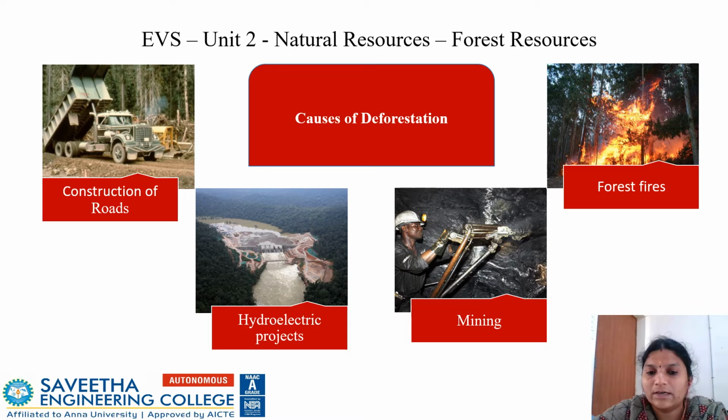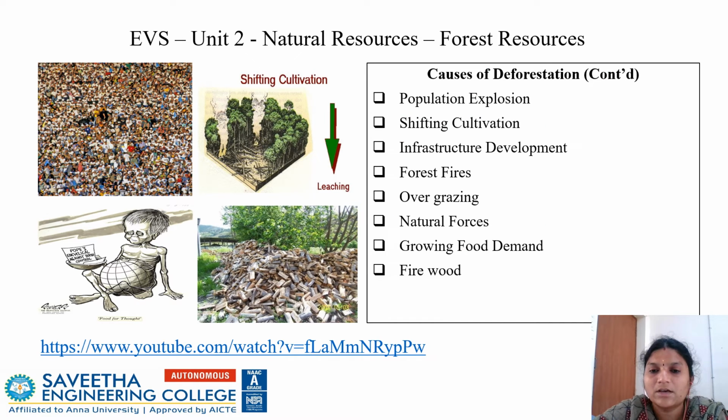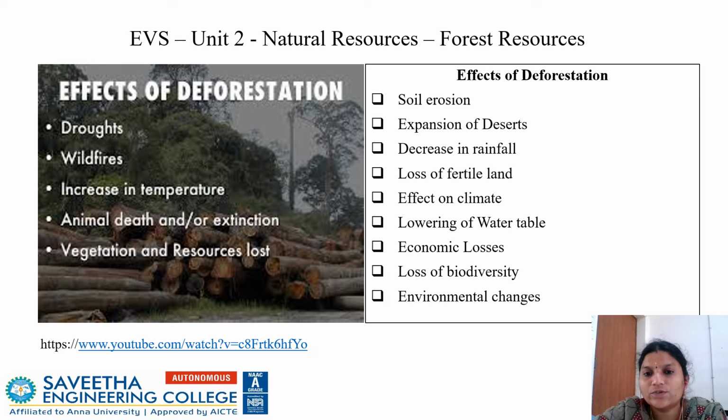Construction of roads, dams, mining and forest fires are the major causes of deforestation. Apart from this, population explosion, shifting cultivation, infrastructure development, overgrazing, natural forces like landslides and floods, and growing food demand also cause deforestation. Soil erosion, expansion of deserts, decrease in rainfall, loss of fertile land, effect on climate, lowering of the water table, economic losses and loss of biodiversity are the ill effects of deforestation.